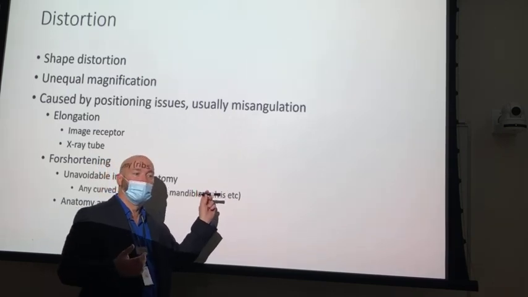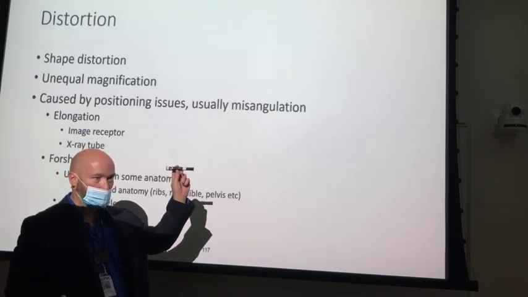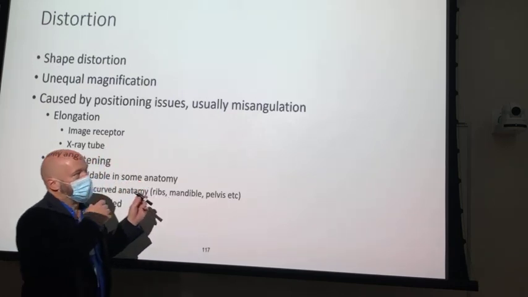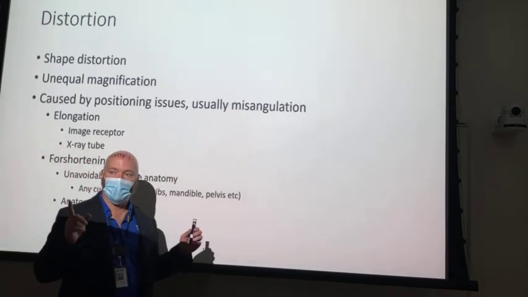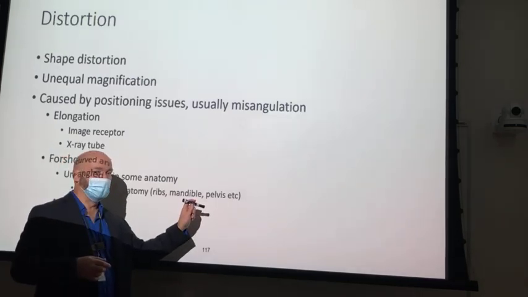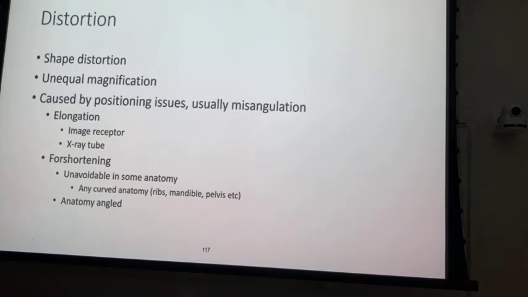As opposed to that, equal magnification is your size distortion. Generally, when we just say distortion, it's going to be one of two things. It's either going to be foreshortening, which is what we get here, which is usually caused by a change in body position relative to the central ray and the image receptor, or elongation, which is generally angulation of the central ray.